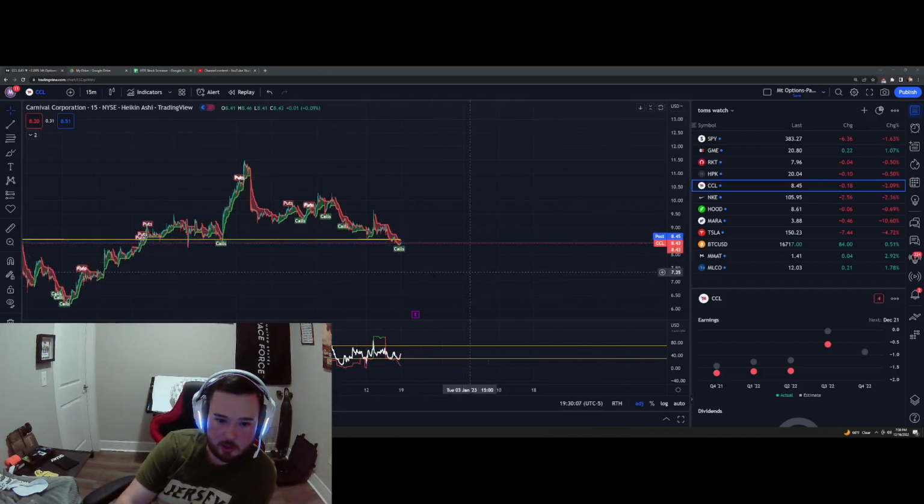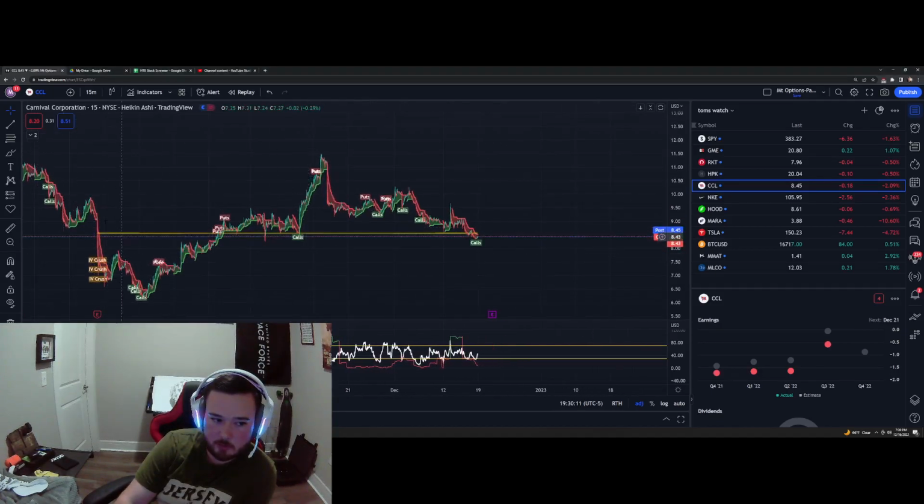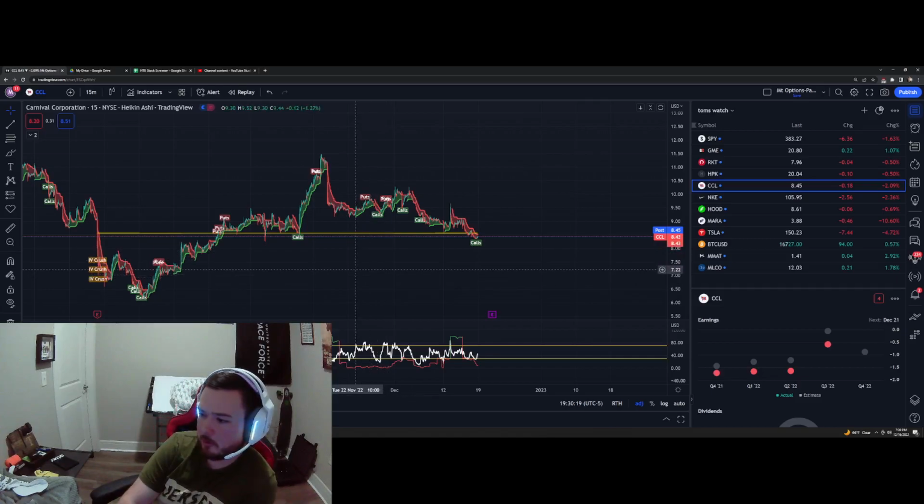So if we take a look at Carnival Cruise Lines, it looks like the writing is on the wall for this company. It looks like they're going to go bankrupt. And initially Carnival had some Saudi money come in, I believe, and buy up a lot of shares, but it doesn't look like they're going to keep getting bailed out of this.